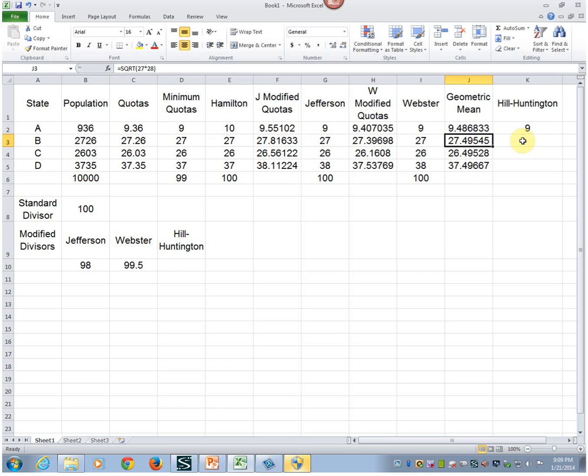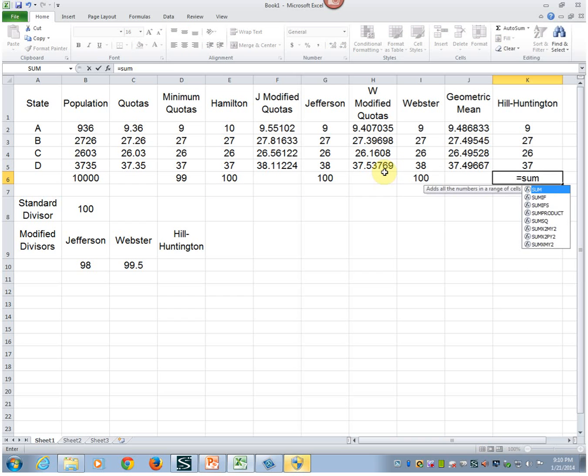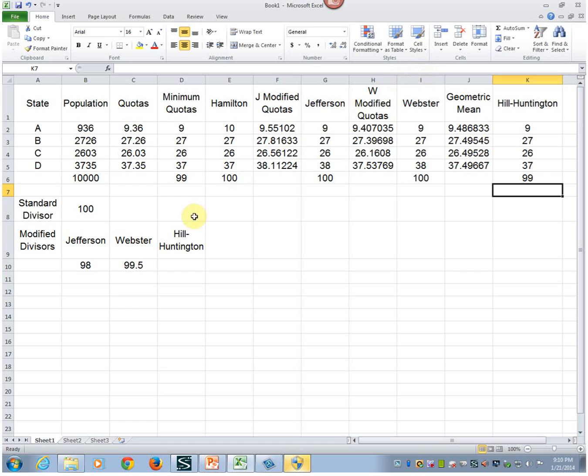27.26 is less than the geometric mean, so we're going to round down to 27. 26.03 is also less than the geometric mean, so we round down to 26. And then 37.35 is less than the geometric mean, so we're going to round down to 37. Well, we can probably guess when we add these up, that's going to cause a slight problem here. So too small, we need to move down from 100. So I can try 99, just like I did before with all the other ones.